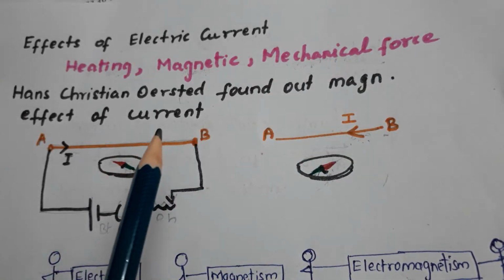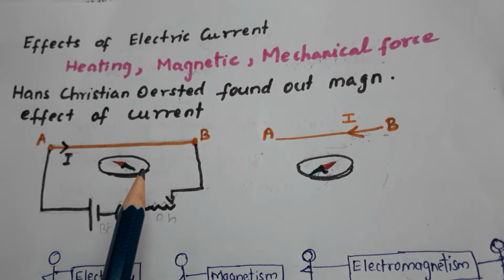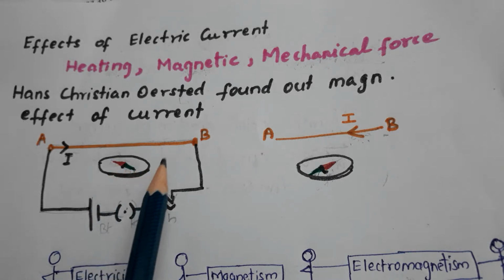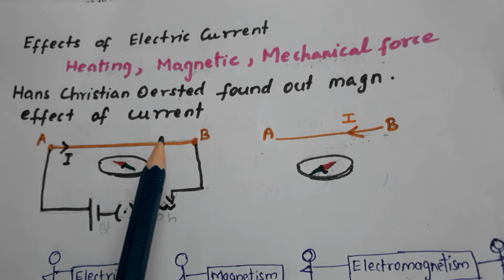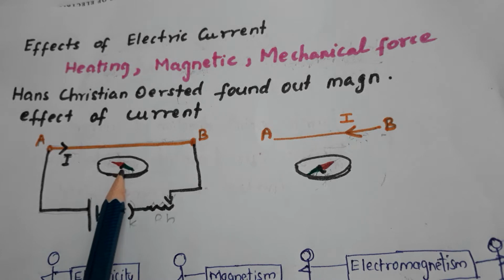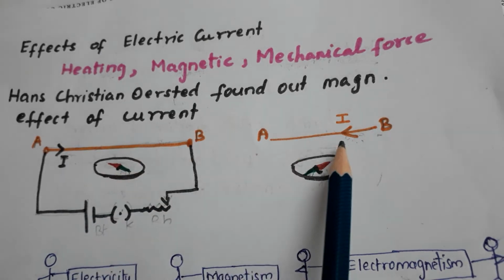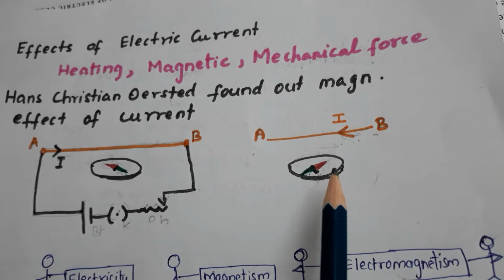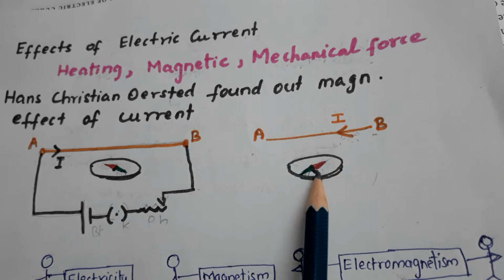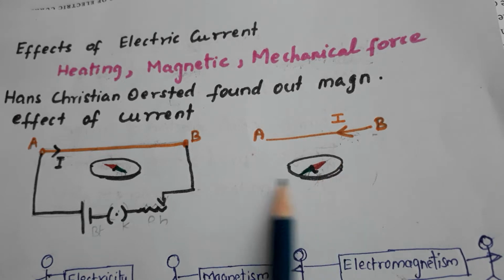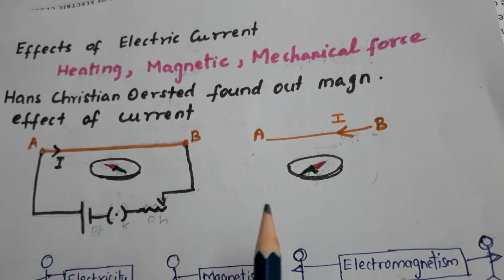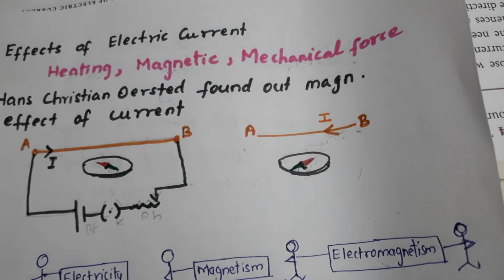Hans Christian Oersted, while he was working in his laboratory, found that a compass needle kept near a current carrying conductor got deflected. He was wondering why this happened, and he found that it must be due to the magnetic field produced by this current carrying conductor. On increasing the current strength, the needle got more deflected. On reversing the current, the needle was deflected in the opposite direction. Compare these two. So after looking into all these things, he confirmed that a current carrying conductor is associated with a magnetic field.